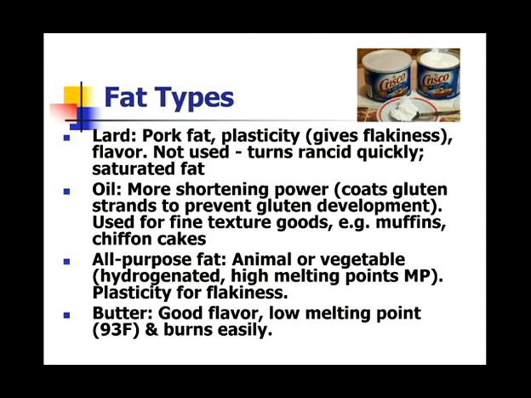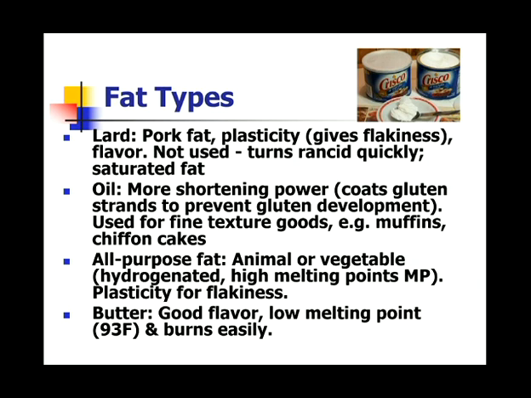But of course, the other choice would be oil. Oil would be vegetable oil, bottled oil. And that they've been using for a long time. Oil has more shortening power. What it does is coat the gluten strands to prevent the gluten from developing. That means no matter how much you stretch it, like when you make a yeast bread, if you put a lot of oil there, it prevents it from stretching.